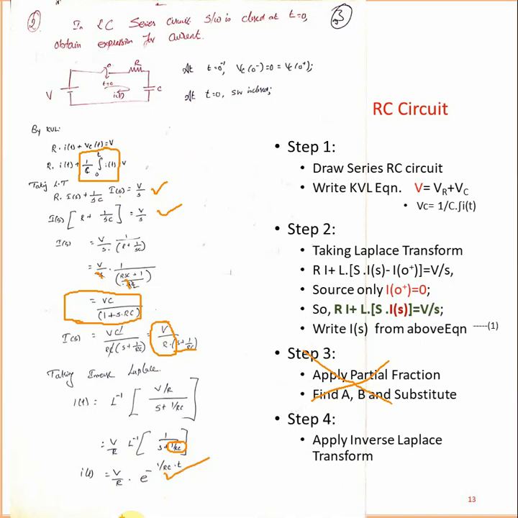Why don't I want to go to partial fractions? Because there is only one S term. Yes, only one S term, so don't worry, you don't need to go there. Okay, this is the RC circuit.